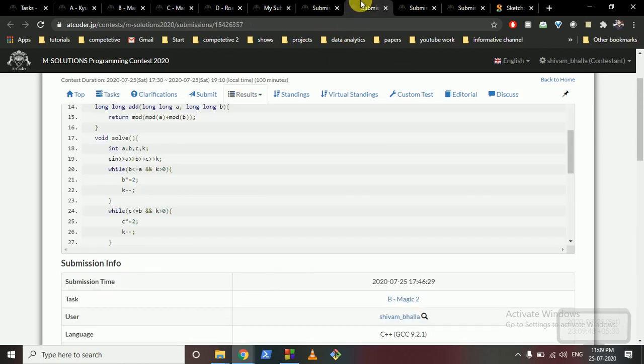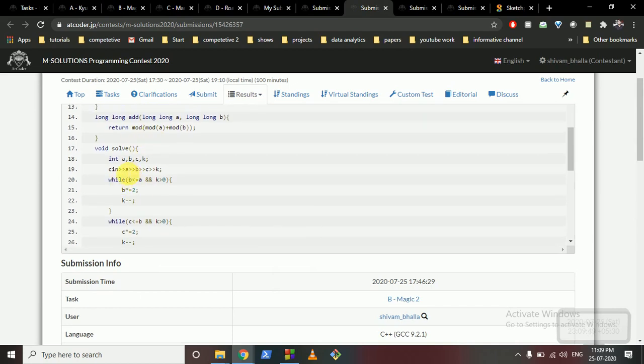The code is also very simple. You take the input of A, B, C, and K, and you do a while loop. You keep multiplying B with 2 till A is less than B is not satisfied, that is, while A is greater than or equal to B. And also we have to check that K should be greater than 0. Then only we can do this operation. So at each multiplication with B, we will decrement our K.